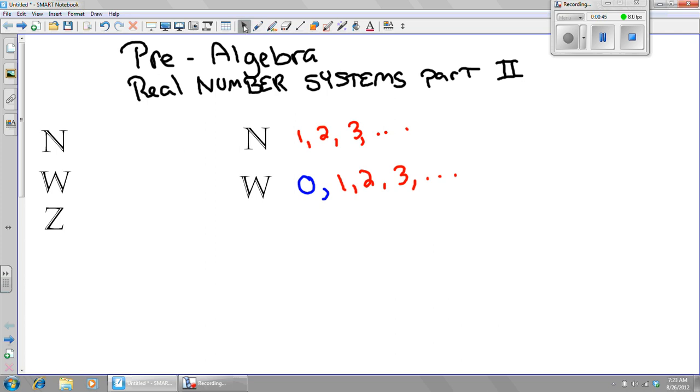And then we got to the integers. That's where we talked about like owing people money. We got into negative numbers. So the integers were the ones that had no beginning. They include negatives, no fractions, no decimals, and they also include the positives and 0.